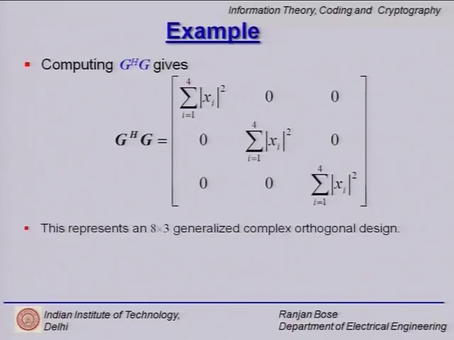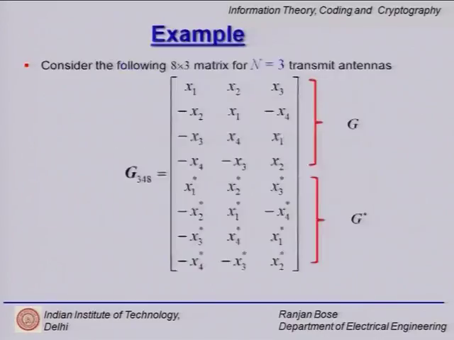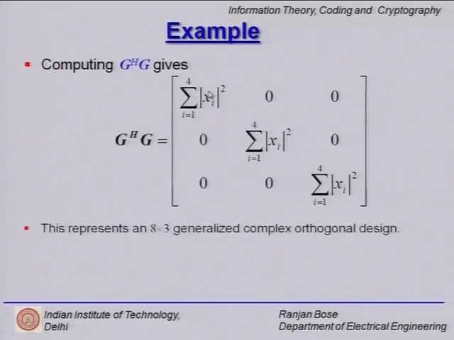If you do the computation of this matrix G Hermitian G, you will get the following. Along the diagonal you have the summation i equal to 1 through 4 of absolute xi squared, and the rest of the terms are all 0. So this is a generalized complex orthogonal design.